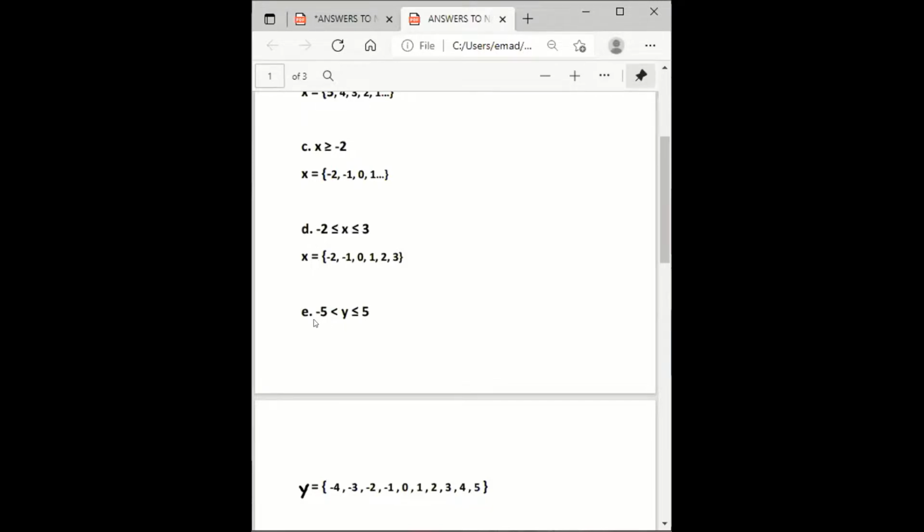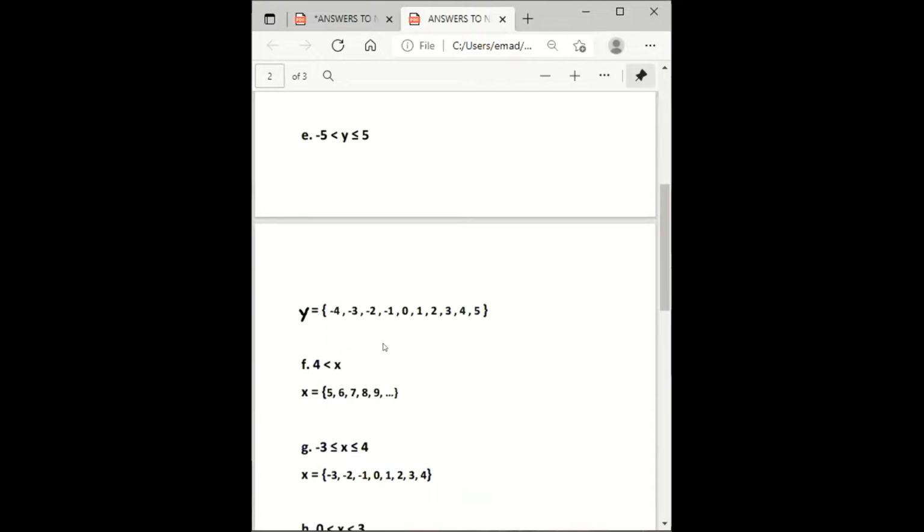Yeah, so we are moving on to the fifth, which is read as y is greater than -5 and less than or equal to 5. Our solution set here, as you see down below, let me help you do this.